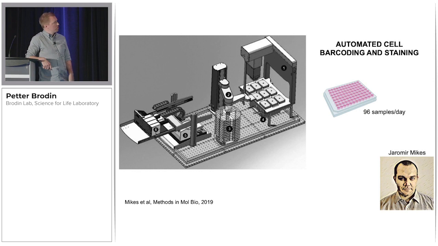Jaromir and my team, who's here at the meeting, has worked really hard on automating the barcoding, the cell staining, and all of that using liquid handling robotics. And that reduces the loss of cells tremendously. We have nearly no cell loss at all anymore. It's never more than 1 or 2%. And also the staining is much more reproducible, which makes perfect sense.